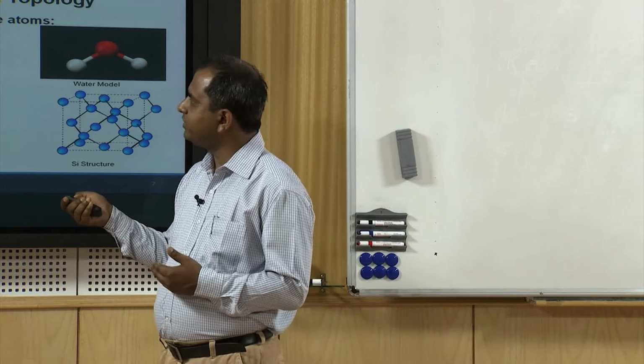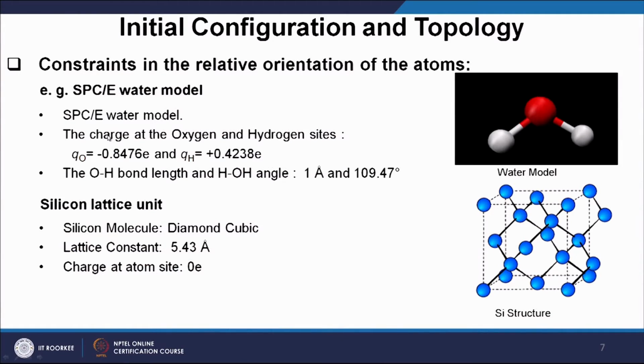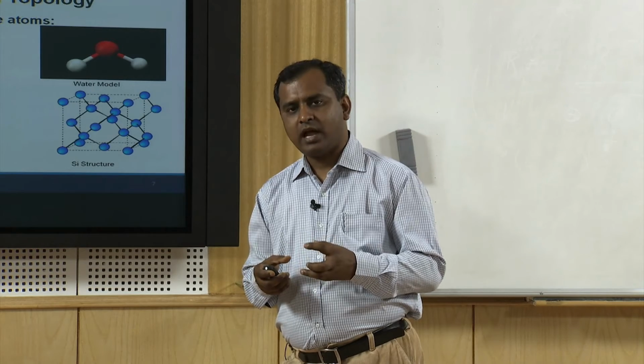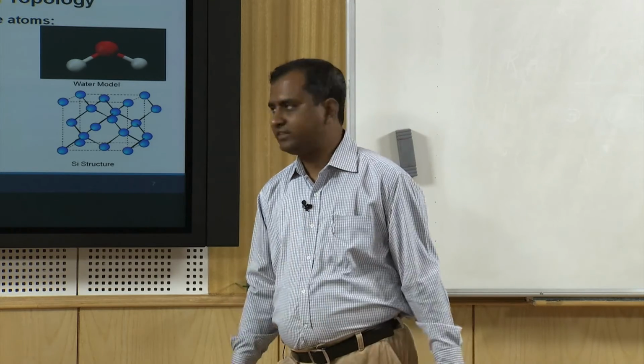So, you see we give oxygen minus 0.8476 multiplied by the electron charge, and then in case of hydrogen we give plus 0.4238 multiplied by the electron charge. So, you see this QH is exactly half of the QO in magnitude and opposite in sign. So, this makes water as a whole neutral, and all the charges will be balanced.